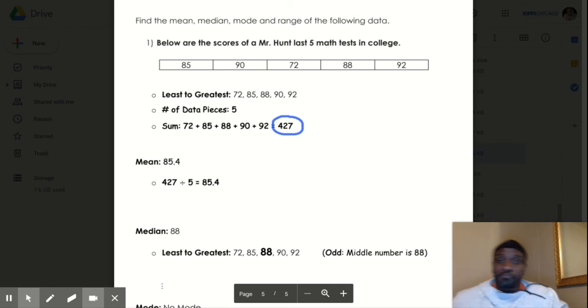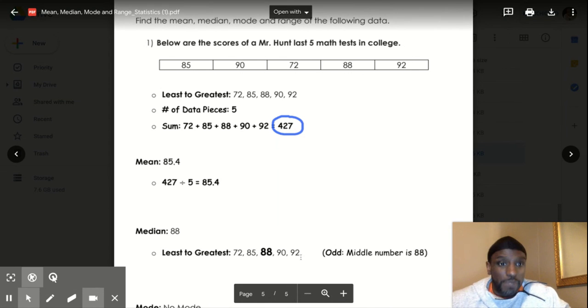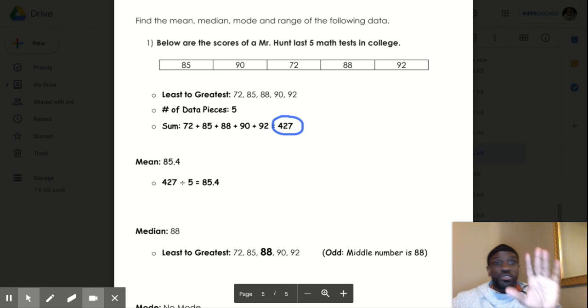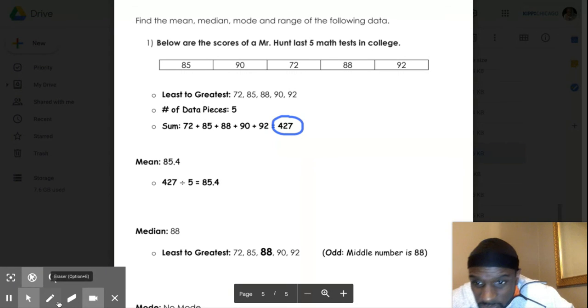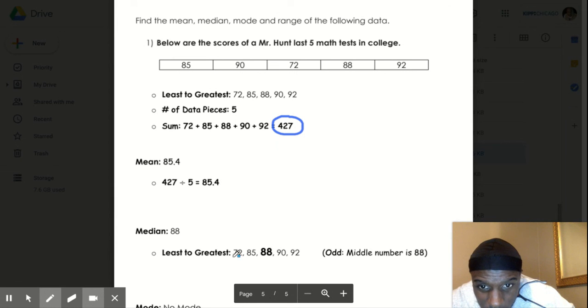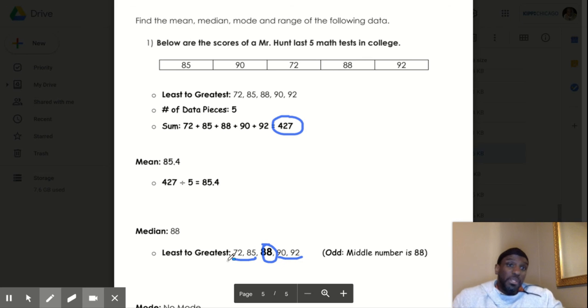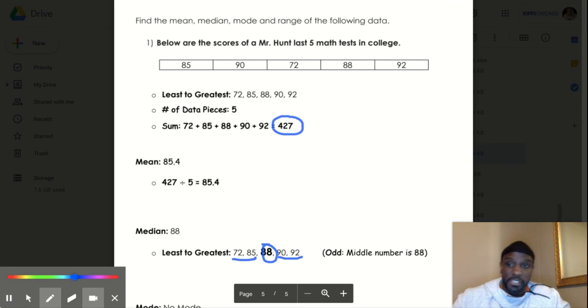Bam, done. The median. The median is: put them in order from least to greatest, remember, and pick the middle number. In this case, I have 5 numbers. So that's an odd set of numbers, so it's easy to find the median. The median is just the middle one. So in order from least to greatest, looking at this, the middle, I have 2 here, 2 there, so the median has to be right there, 88. The middle number, it's the middle number. Now, I showed you earlier, if you have 2 middle numbers, then you have to calculate the median differently, okay?